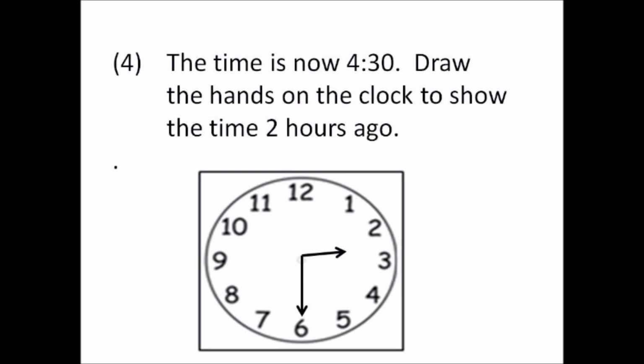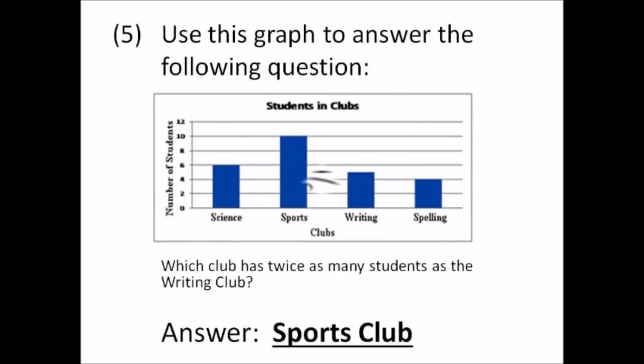And there you have it. The long hand on 6, the short hand halfway between 2 and 3 to show 2:30. That's 2 hours from 4:30. So you go back 2 hours. Okay, make sure you draw the short hand halfway between 2 and 3 to show 2:30. The previous ones we did hours, but this one's a bit harder, so we did 30.